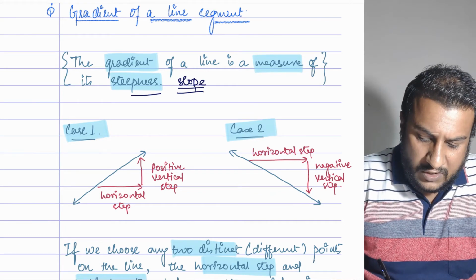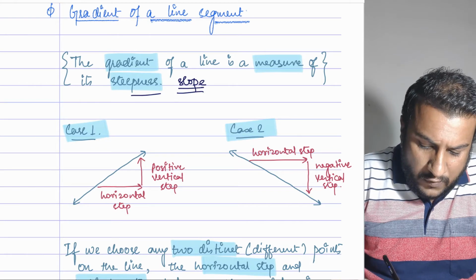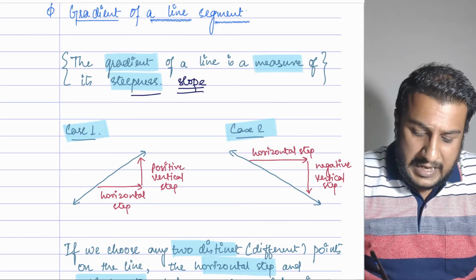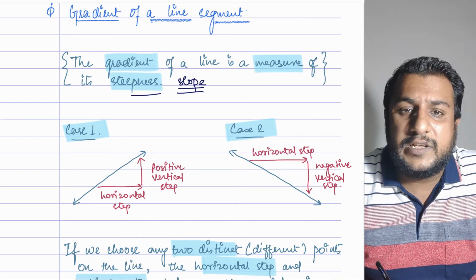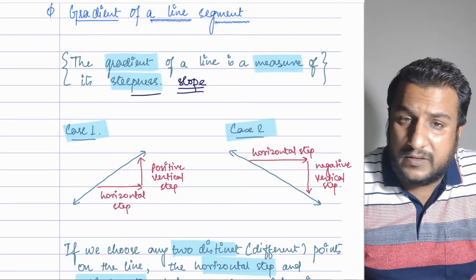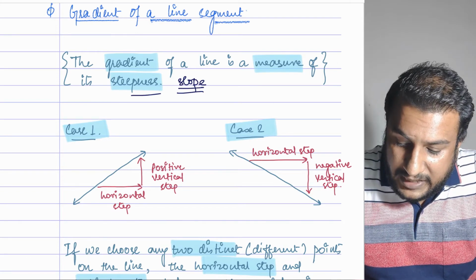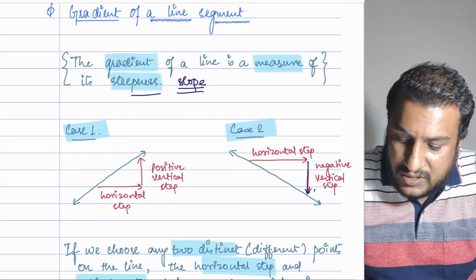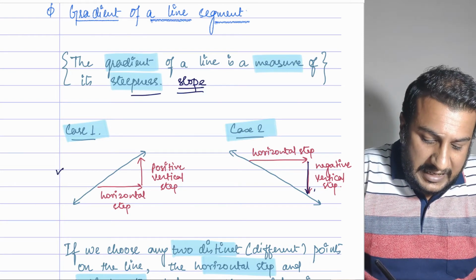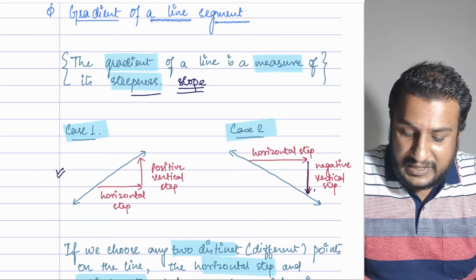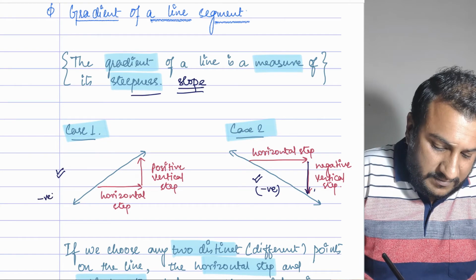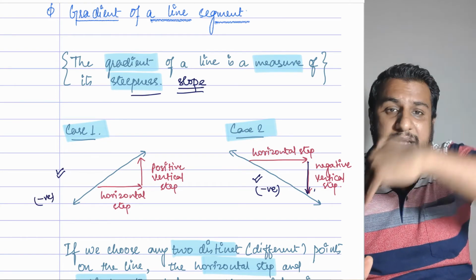Case 1, this is your horizontal, which is positive because we are moving right, and we are moving up, that is a positive vertical step. Now over here, since for the horizontal step we are moving right, which is positive, but since we are going down over here, that is a negative vertical step. So by looking at this, I can say the gradient of this will be positive and the gradient of this will be negative. Yes, because I am going down.